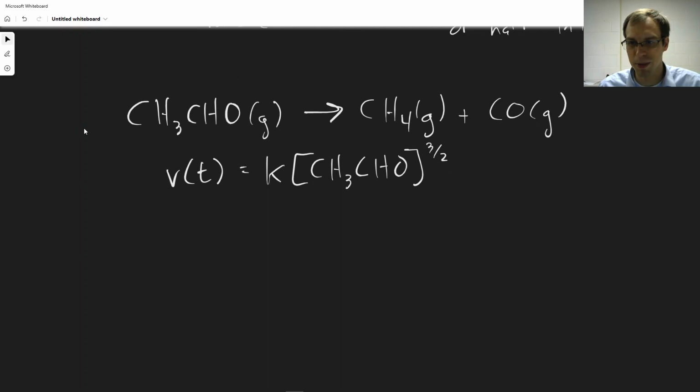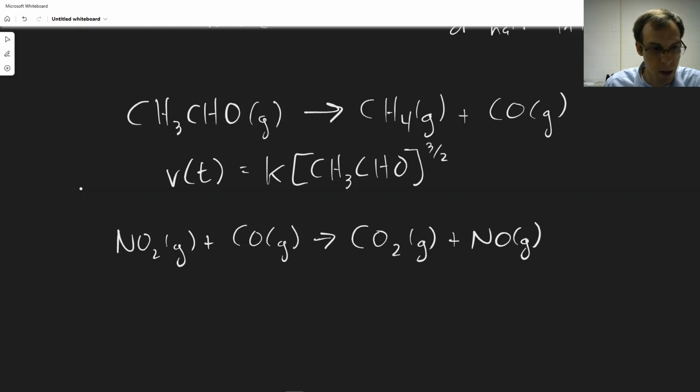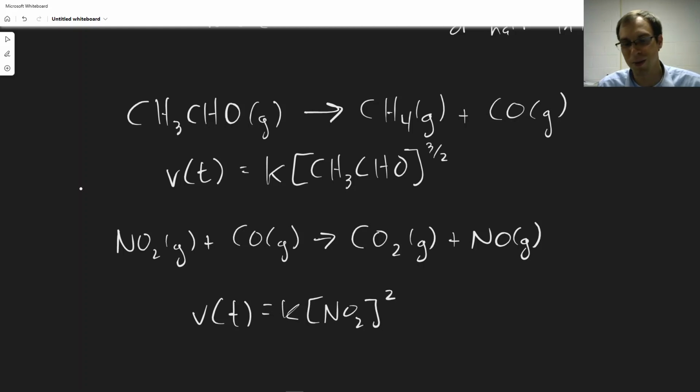As another example, another gas phase reaction, NO2 can react with carbon monoxide to form CO2 and NO. And the rate law for this reaction is the rate constant times the concentration of NO2 squared. What's obvious here is that CO doesn't even show up in the rate law. So for whatever reason, in terms of the mechanism, the concentration of CO doesn't matter for how fast this reaction goes. It has to be present, of course, or else you don't have a reaction, but adding more of it won't make the reaction go faster.